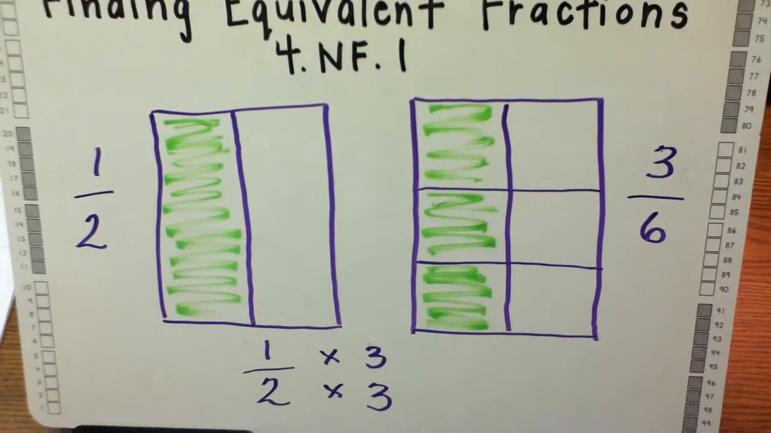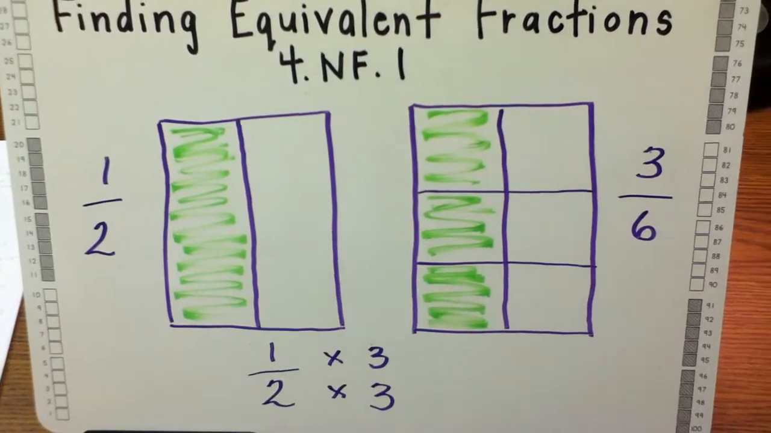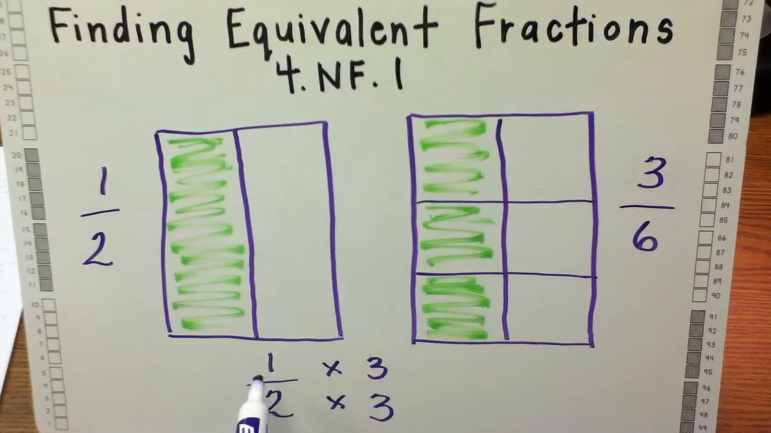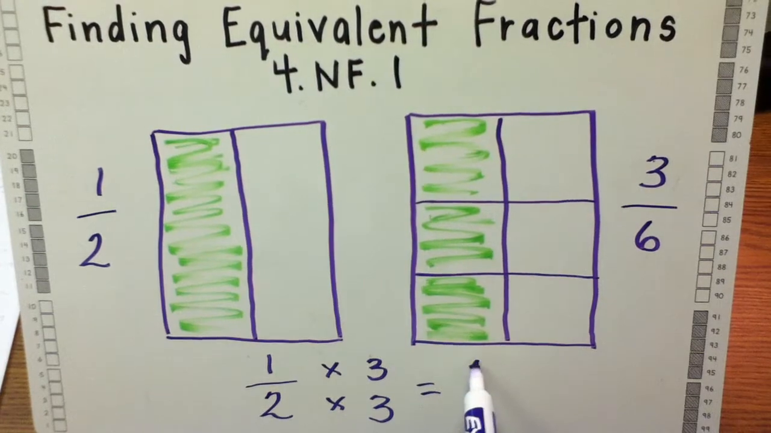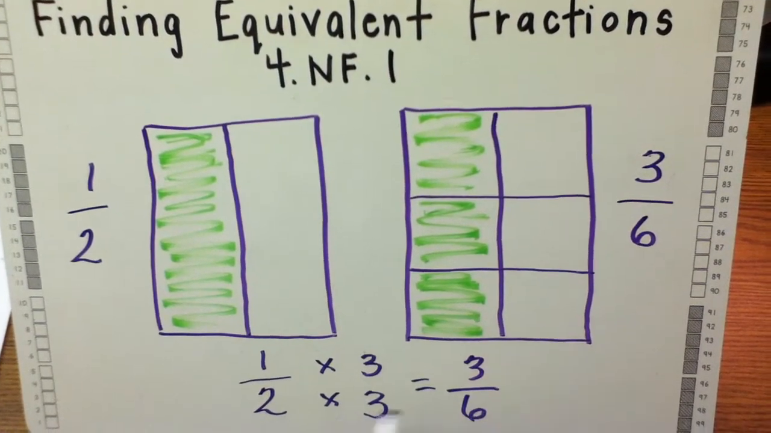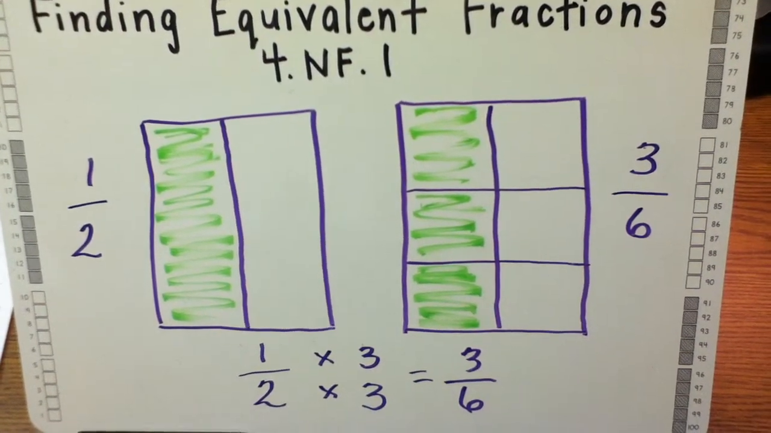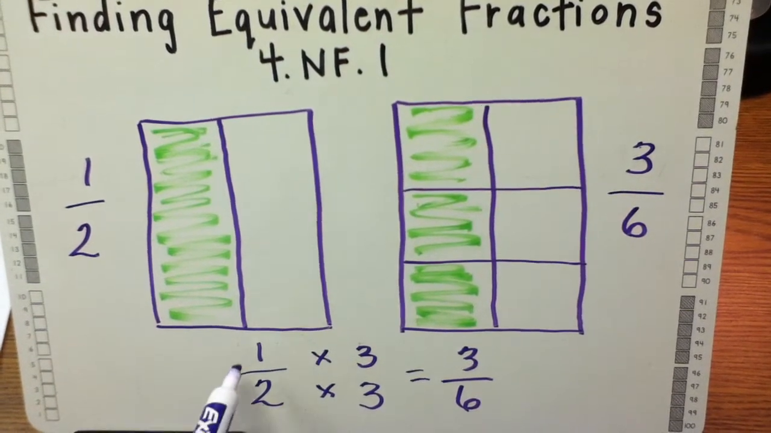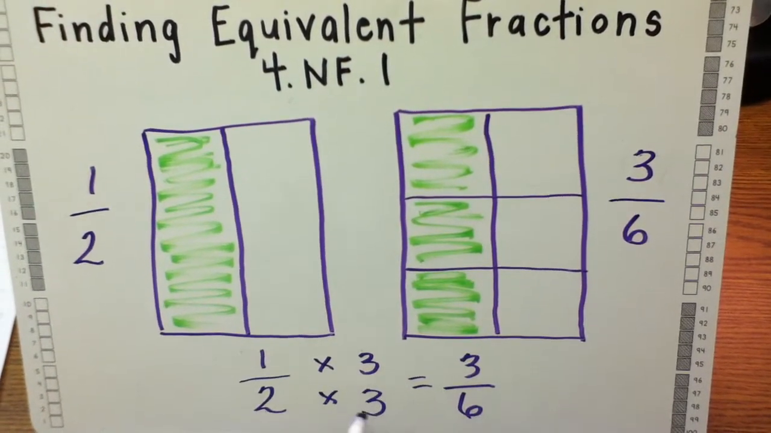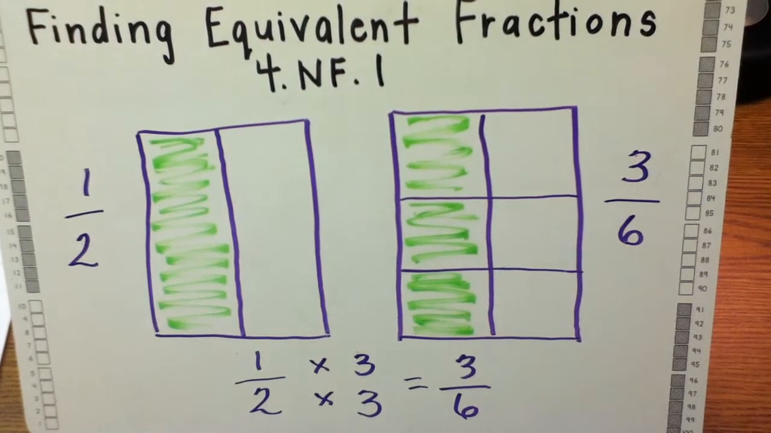So by reasoning about the connections between the area models, then we can see that 1/2 is the same as 3/6 mathematically here too. They're able to generate a rule for that to show that the numerator was multiplied by 3 and the denominator was multiplied by 3.